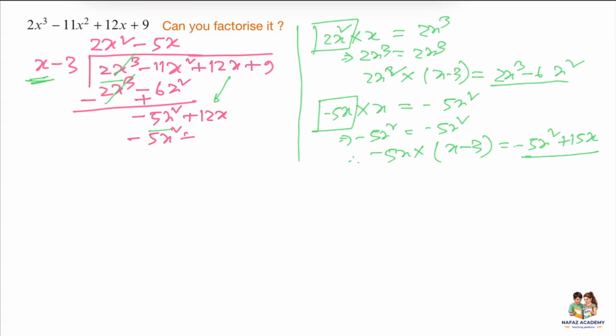Write it over here. Minus 5x squared plus 15x. Change the sign since it is subtraction. Minus 5x squared plus 5x squared cancel out, plus 12x minus 15x, that is minus 3x. Bring down the plus 9.